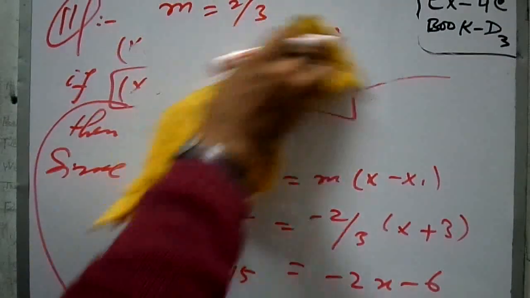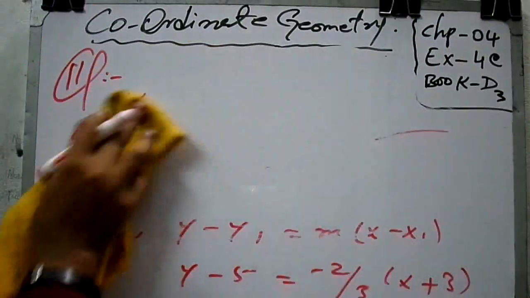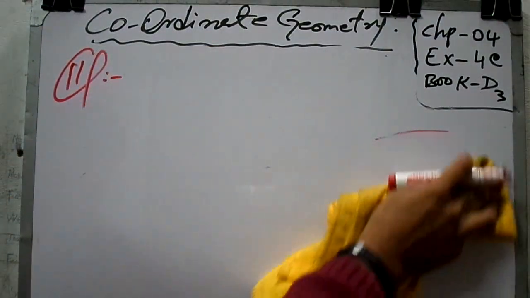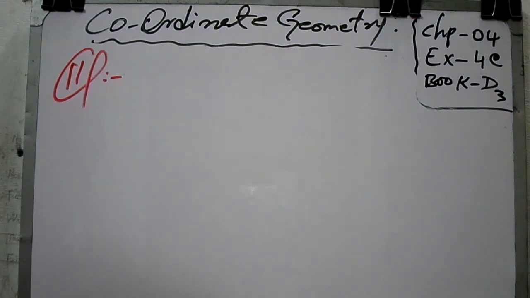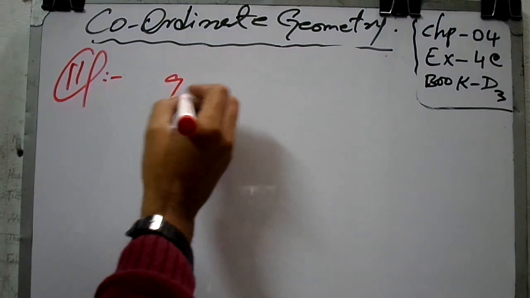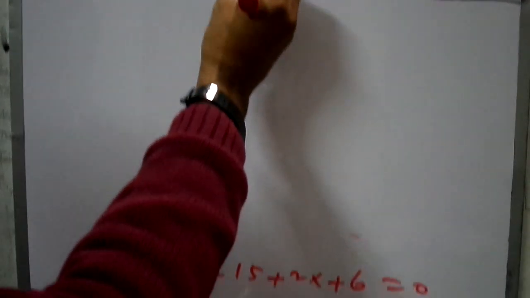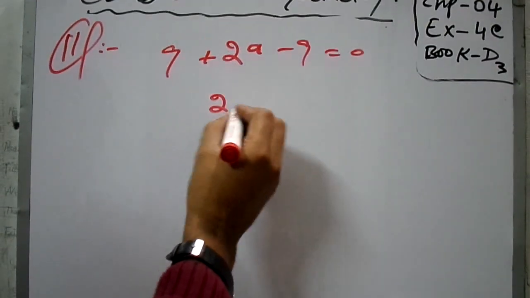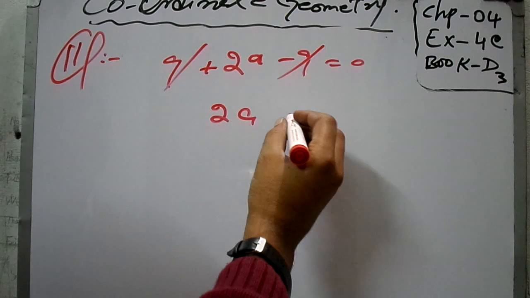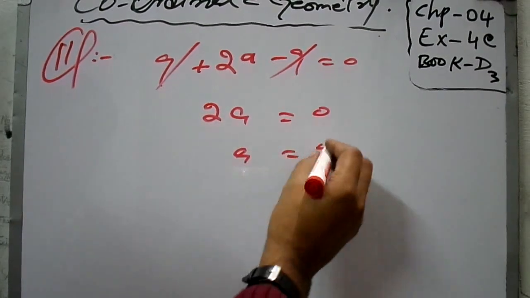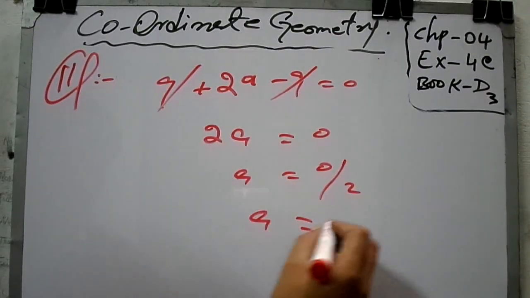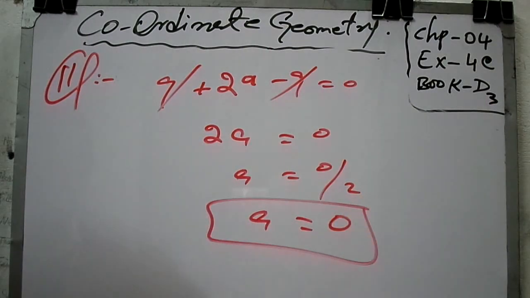So for further simplification, you can see here 9 plus 2a minus 9 is equal to 0. So in 2a, the 9s will be cancelled, is equal to 0. So 0 by 2. So it is your required result. The value of a is 0.